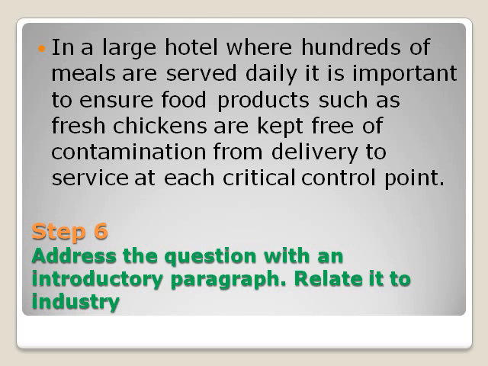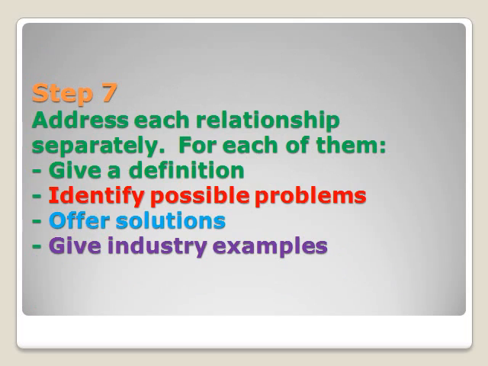Next, you will write an introductory paragraph which links your answer to an industry situation. Then, you will take each of the relationships and address them separately. For each of them, you will need to give a definition, identify possible problems, and offer solutions to those problems, always using industry examples. In our sample question, there are 9 relationships that we could address, the critical control points.